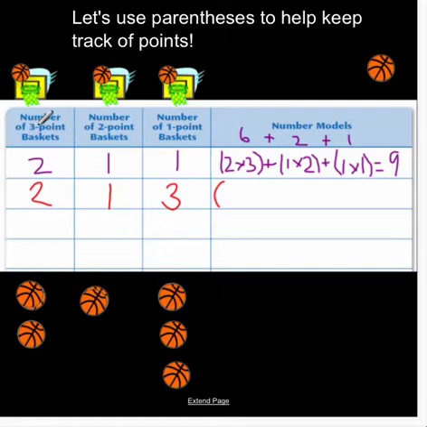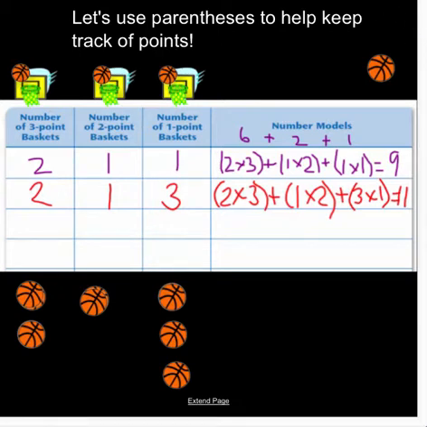I have 2 times 3. And then I'm going to add that to the next section, plus 1 times 2, plus my last section here. I had 3 baskets that were worth 1 point. So 3 times 1. Let's total this up and see how many points we have. Here we'd have 6, here we have 2, and here we have 3. 6 plus 2 is 8, plus 3 more makes 11.